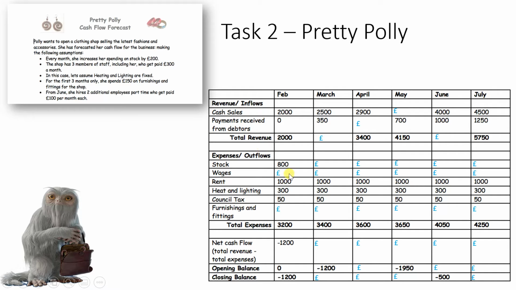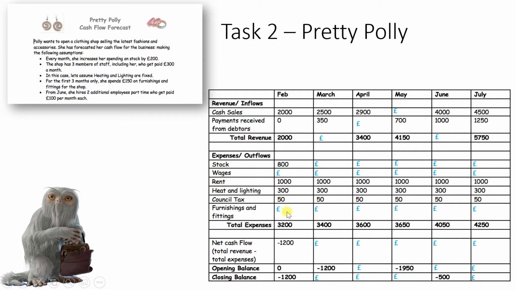You can look at the column for February, you add up all the expenses: stock, rent, heating and lighting, council tax, furnishings and fittings, which is the fourth bullet point, £150, and that'll give you a total of 2,300, which means you're £900 short of the total expenses for February, giving you the answer for how much wages are in February. So that's your double check.